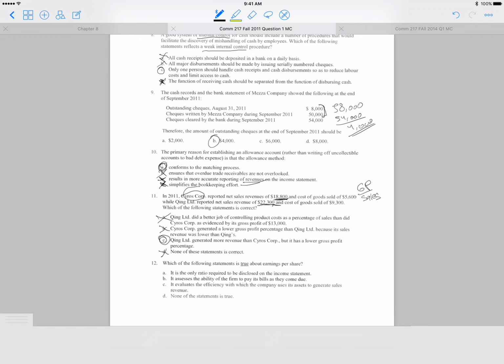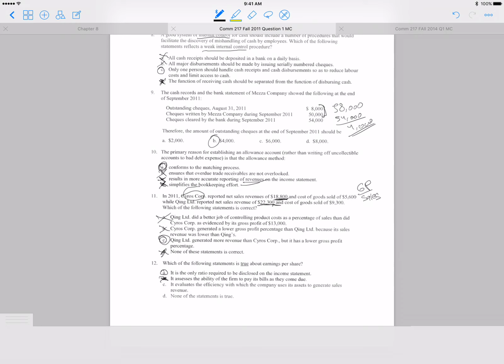So that's not right. For 12, which of the following statements is true about earnings per share? So A, it is the only ratio required to be disclosed on the income statement. That's true because in your textbook and all the income statements, the only equation at the bottom is your earnings per share. B, it assesses the ability of the firm to pay its bills as they come due. Well, that's not true because you have no idea what your accounts payables are. You're just knowing how much shares increased by.